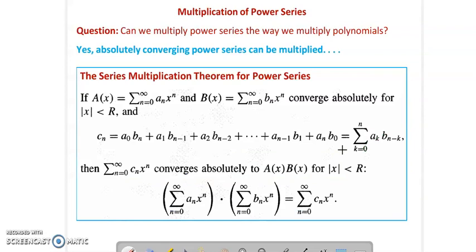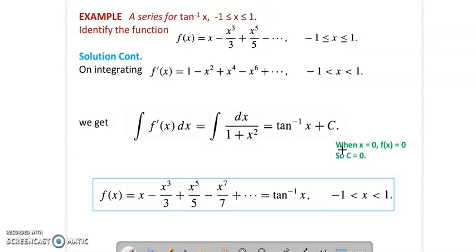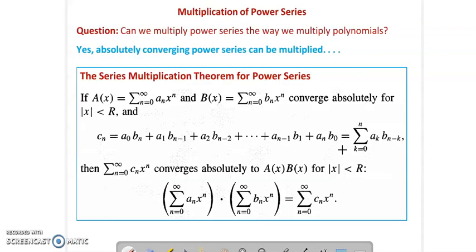Next is multiplication of power series. Now the next question is, till now we have differentiated a power series term by term without changing its behavior inside its interval of convergence. Likewise, we have integrated the power series also without changing its behavior.